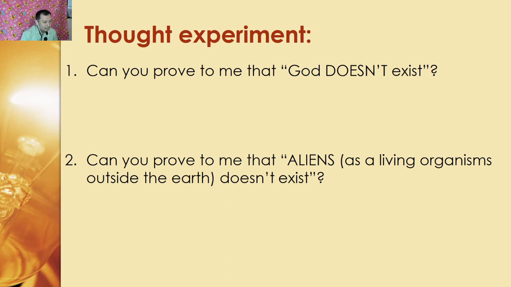And how about the second one? Can you prove to me that aliens as living organisms outside Earth don't exist? Now, if we are going to be strict sa correspondence theory of truth, we must go outside of the earth in order for us to really examine each and every planet if there are living organisms outside of the earth, namely aliens. If we're going to be strict sa correspondence theory of truth.